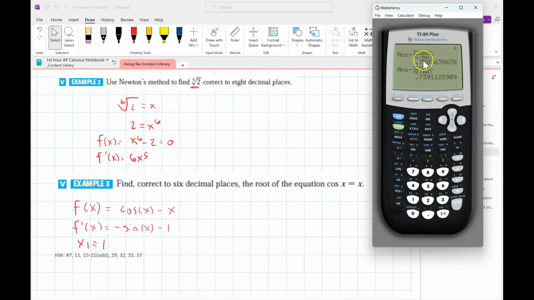So 1 decimal place is secure. Oh, that got me 3 decimal places already. And that gets me past 6, so I'm happy there.